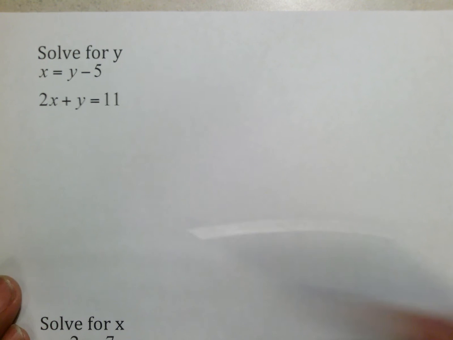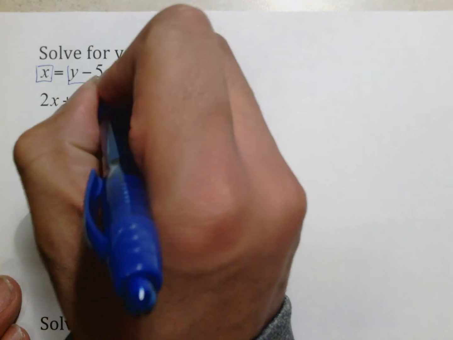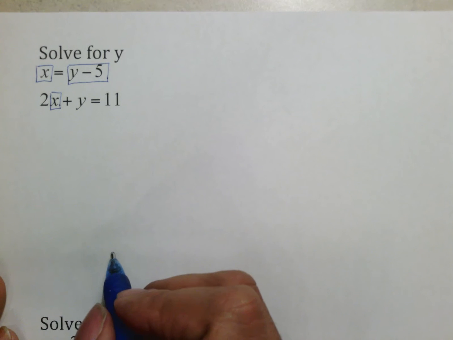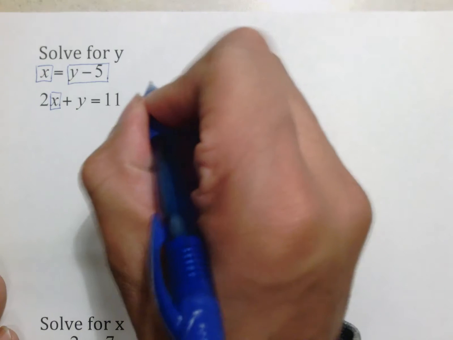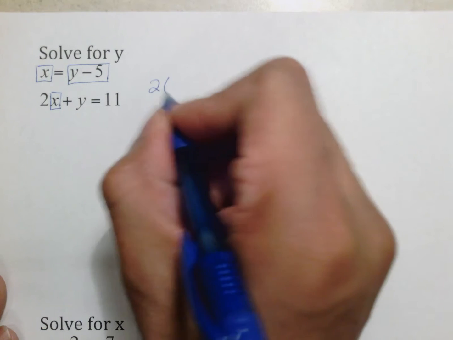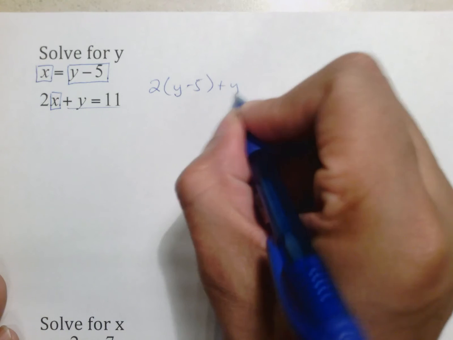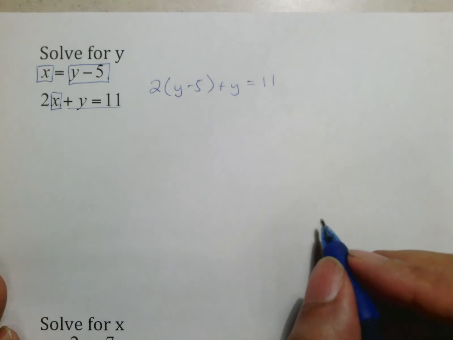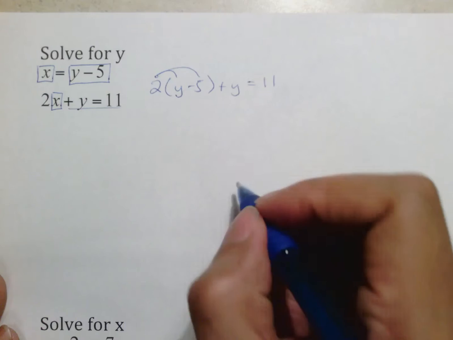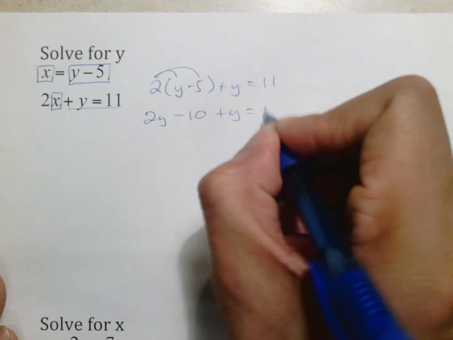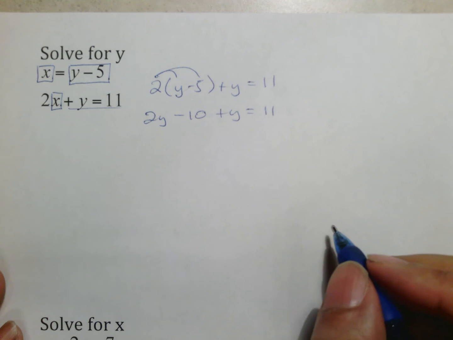Other than that, again, looking at this, x is by itself here, so we put it in a box. It's equal to y minus 5, so that goes in the box. This is an x. That's an x, so we put that into the box also. We write everything that's in front, which is 2. We swap out our x for y minus 5. We write everything behind the box, which is plus y equals 11. We then distribute, getting 2y minus 10 plus y equals 11.